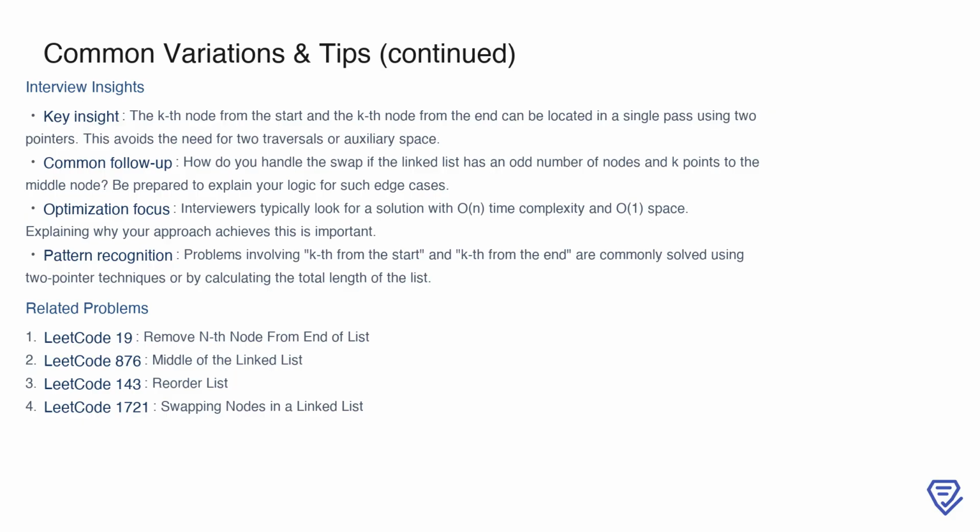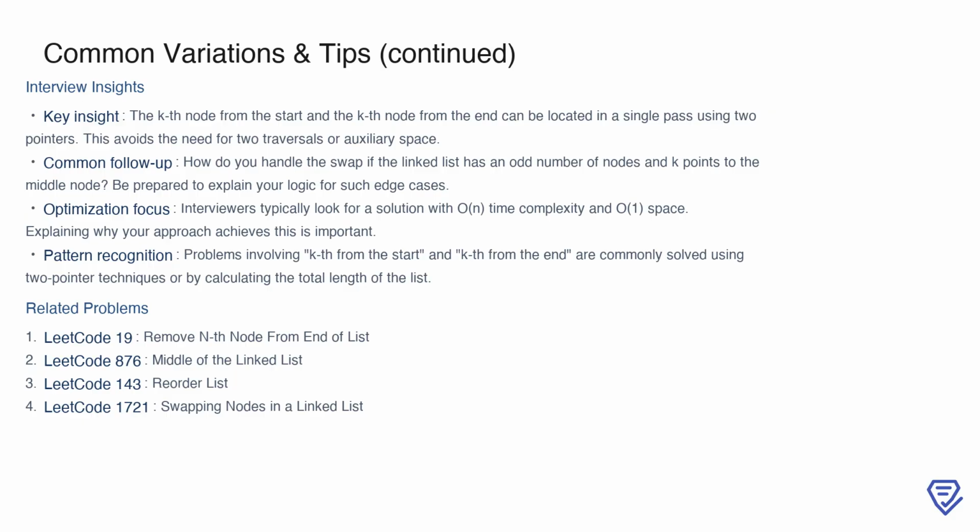Next, let's focus on interview-specific insights. A key optimization here is recognizing that the kth node from the start and the kth node from the end can both be located in a single traversal by using two pointers. This eliminates the need for multiple passes or auxiliary storage, making the solution efficient.